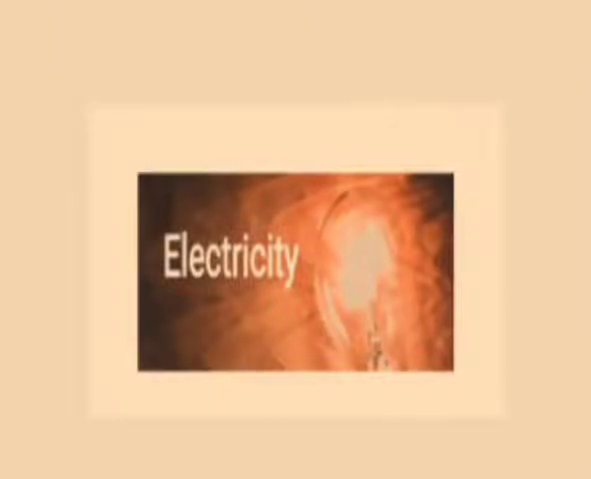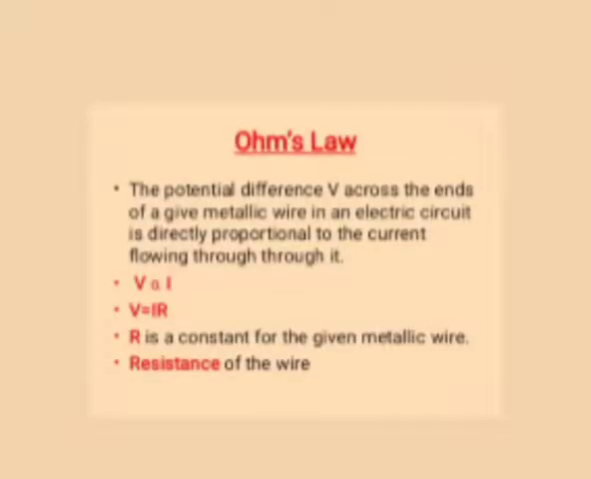Hello students, let us continue the lesson electricity. We have studied Ohm's law in our previous class. It says that the potential difference V across the ends of a given metallic wire in an electric circuit is directly proportional to the current flowing through it. That is, V is proportional to I. Potential difference is directly proportional to the current. V is equal to IR, where R is a constant for the given metallic wire.